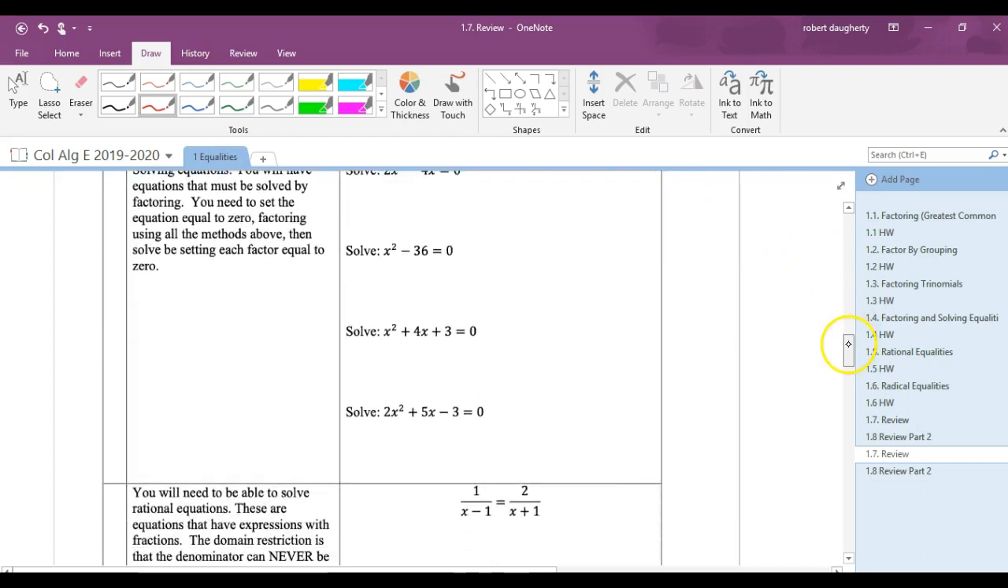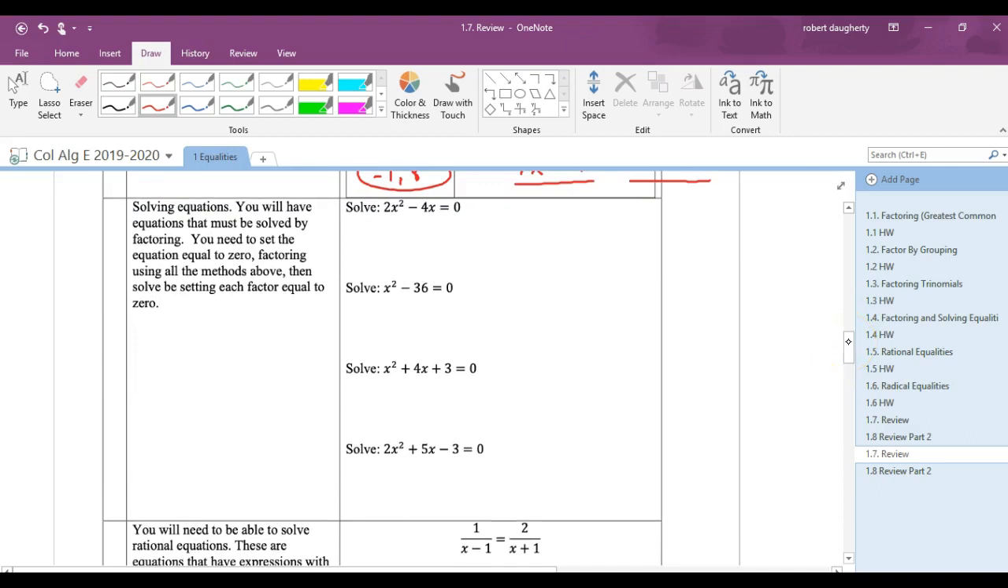Then we went from factoring to solving. The key to solving equations, set the equation equal to 0 and then use our factoring methods. Okay, always try greatest common factor if it can work. In this one, I can factor out a 2x, and then I'm left with 2x minus, excuse me, made a mistake there.